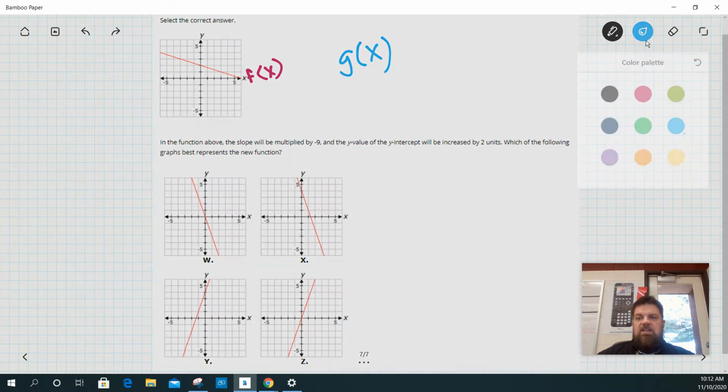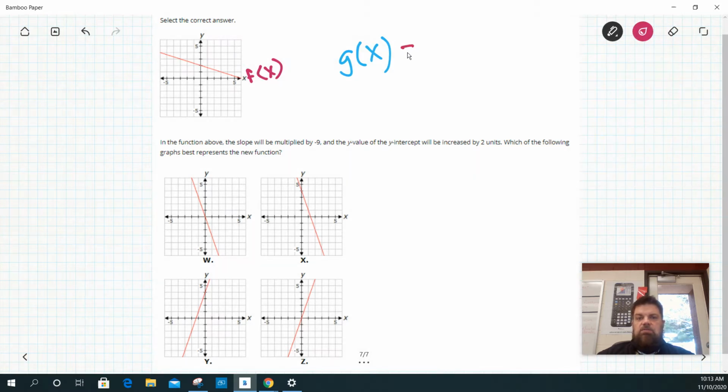So g of x is going to be equal to -9 times f of x. And then the y value of the y-intercept will be increased by 2 units. So we're going to add 2 to it. Okay. And then it says, which of the following graphs represents this?